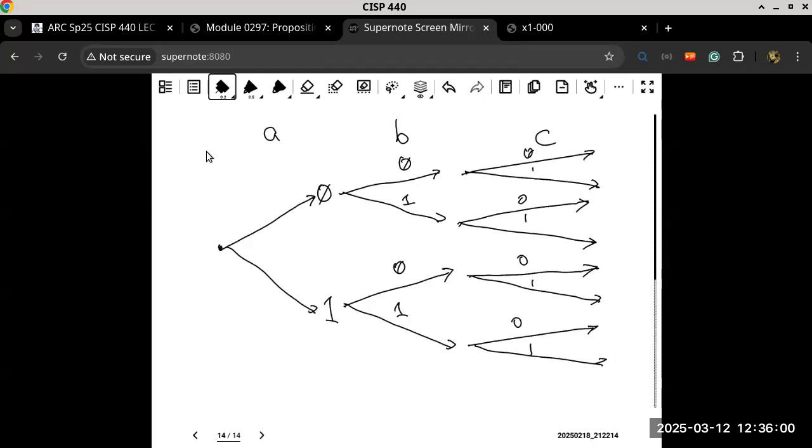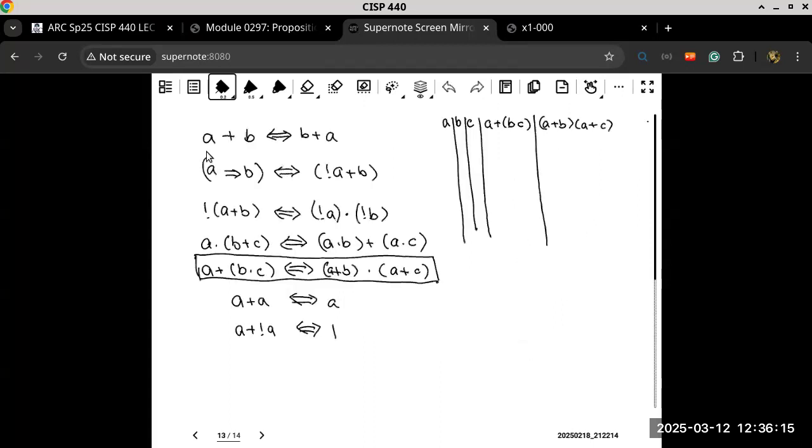Yep, that would be 2 to the power of n. That is correct. N being the number of variables. Yep, that is correct. All right, so now that we know why there are 8 rows, we can now go back and work on those 8 rows.